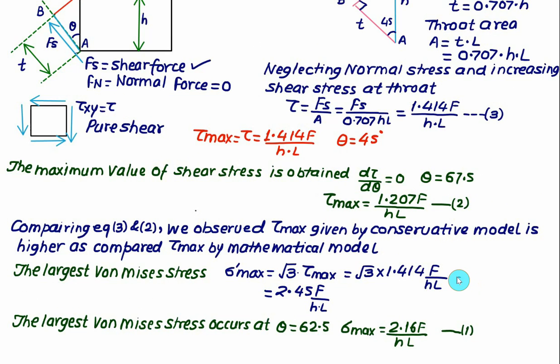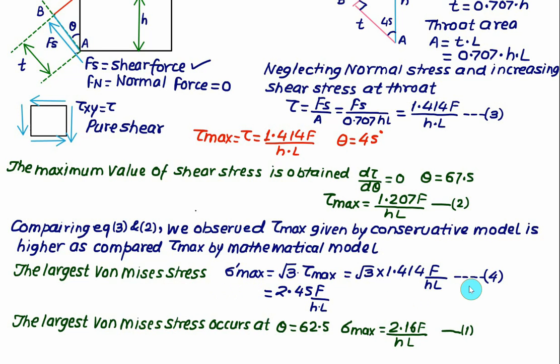So let's say this is equation number 4 by a conservative model, which gives the value of sigma prime max, that is the largest von Mises stress. And equation number 1 we derived when theta is equal to 62.5. Again, you compare the coefficient here. This value is 2.45 and here this coefficient is 2.16. So the conservative model always gives you the maximum value of tau max as well as the maximum value of the largest von Mises stress.